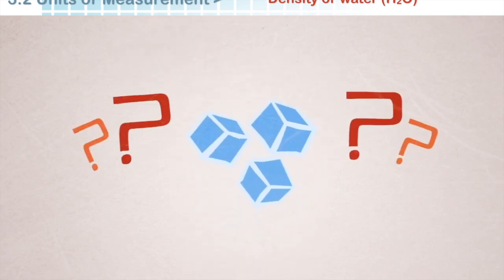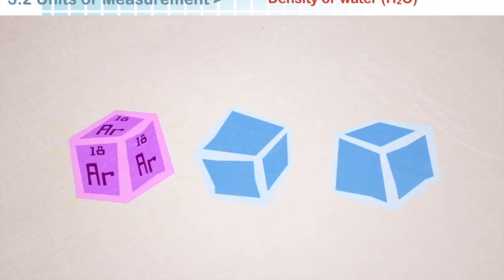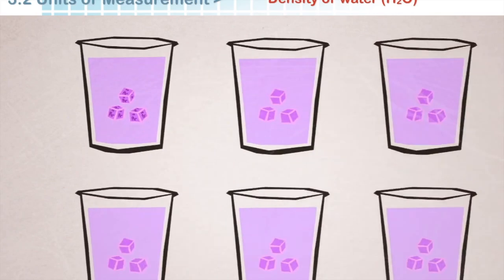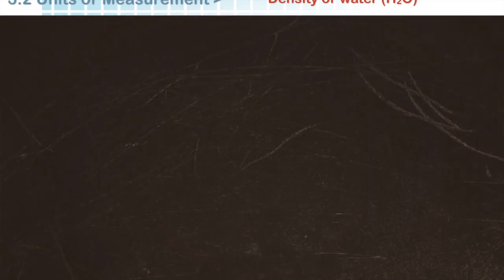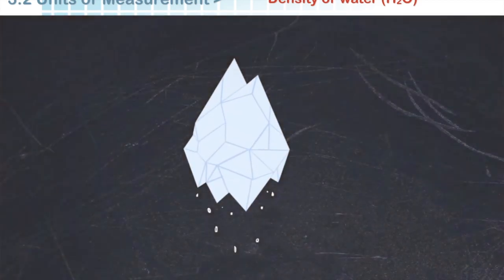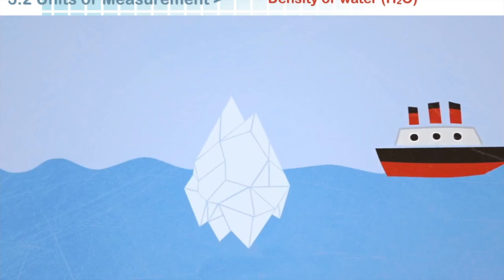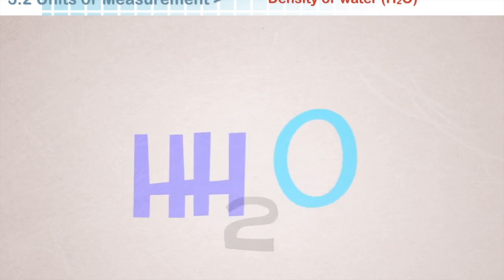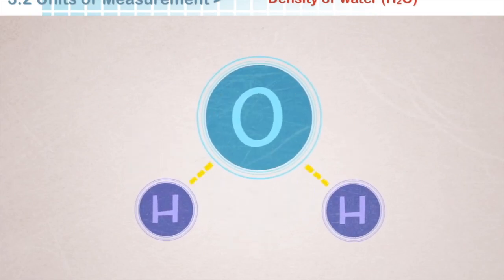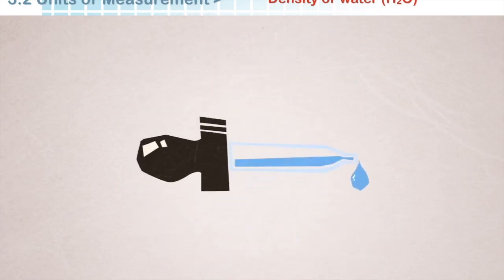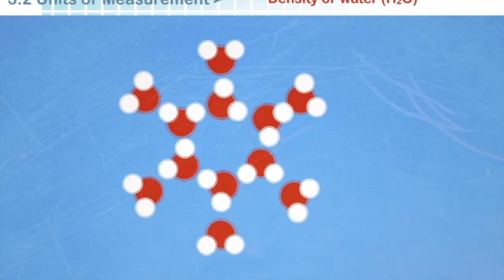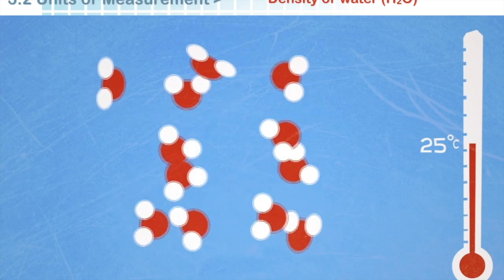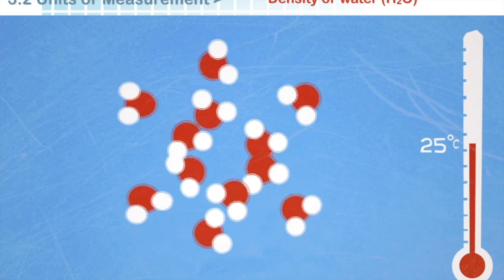Why do these ice cubes float? If these were cubes of solid argon in a cup of liquid argon, they would sink. And the same goes for most other substances. But solid water, aka ice, is somehow less dense than liquid water. How's that possible? You already know that every water molecule is made up of 2 hydrogen atoms bonded to 1 oxygen atom. Let's look at a few of the molecules in a drop of water, and let's say the temperature is 25 degrees Celsius. The molecules are bending, stretching, spinning, and moving through space.